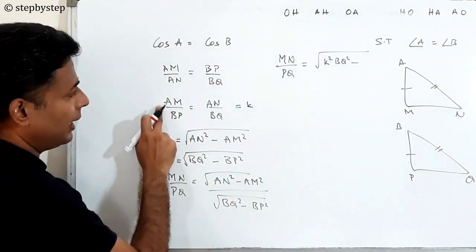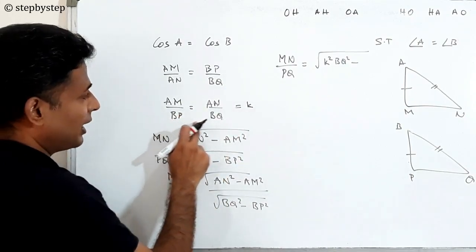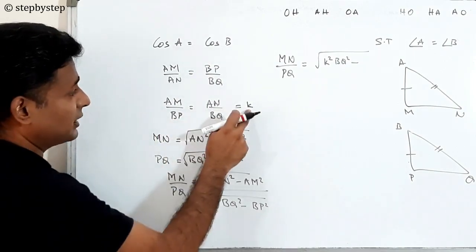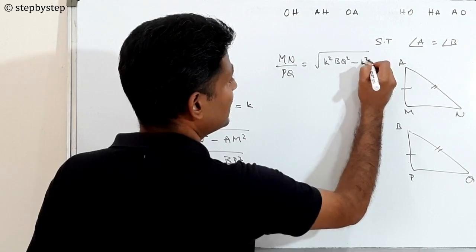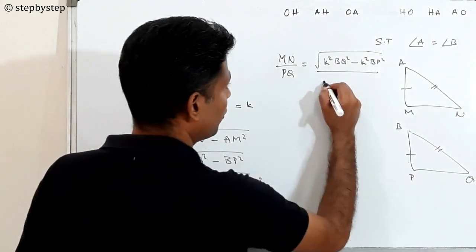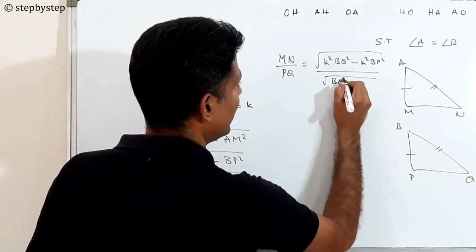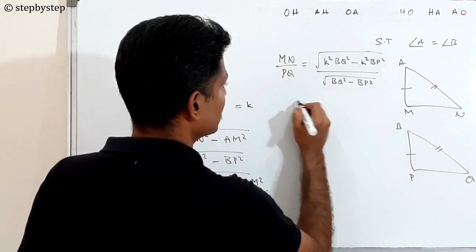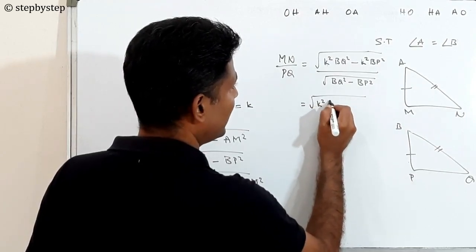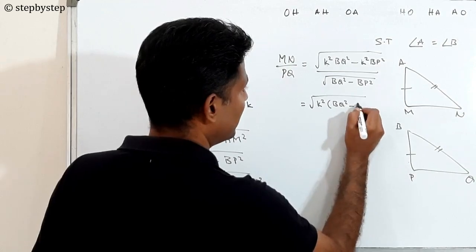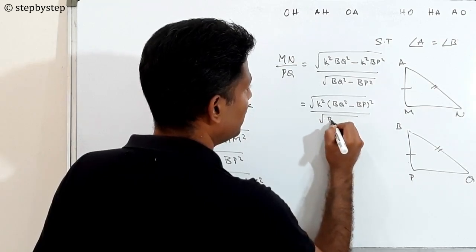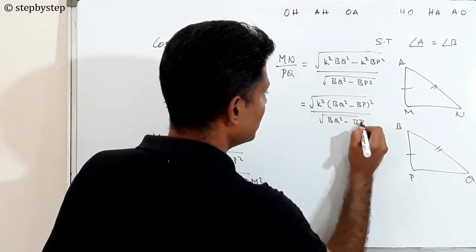Minus, similarly AM by BP is equal to K. If I transpose BP to this side, AM becomes K into BP. So AM square becomes K square into BP square. This whole thing divided by root of BQ square minus BP square. So what do we get? Now K square is common. So it will become K square into BQ square minus BP square by root of BQ square minus BP square.